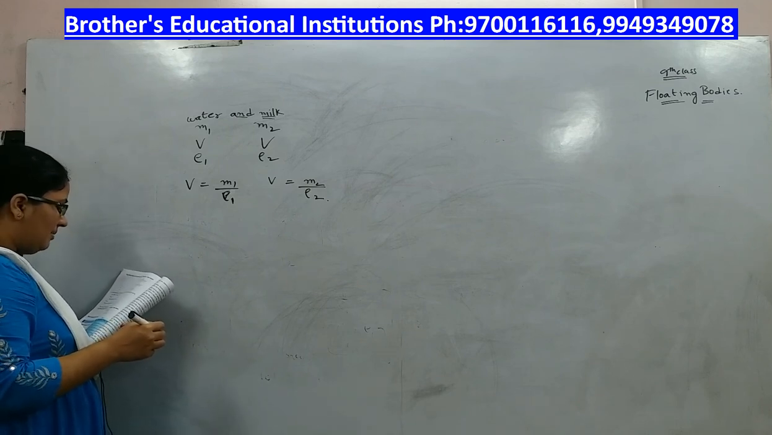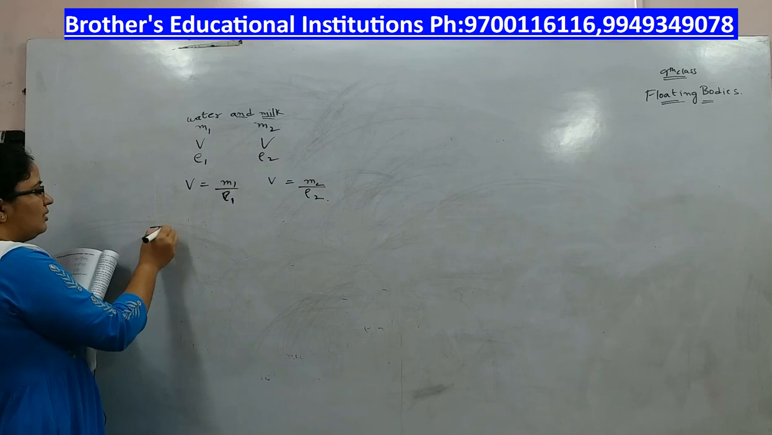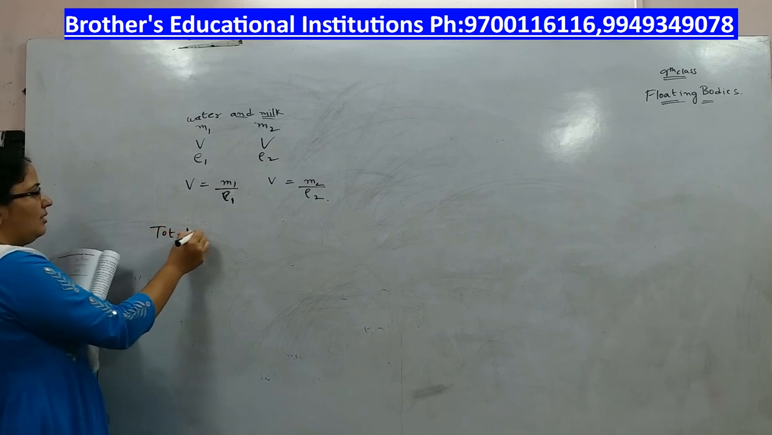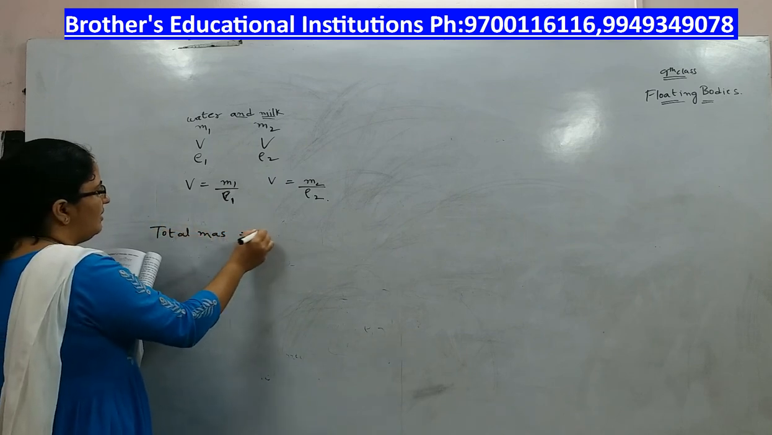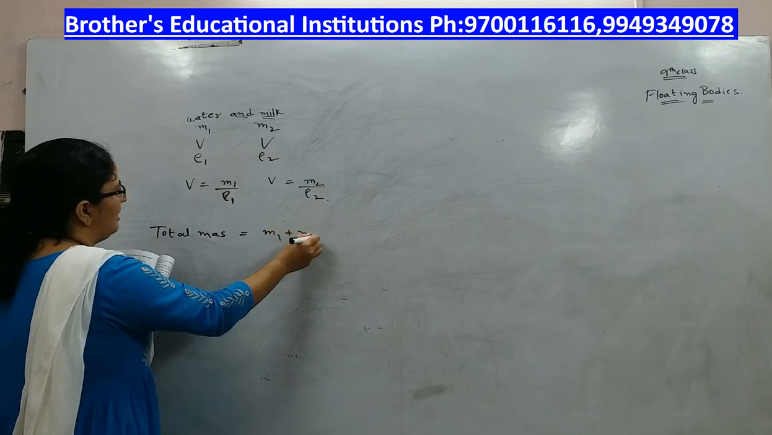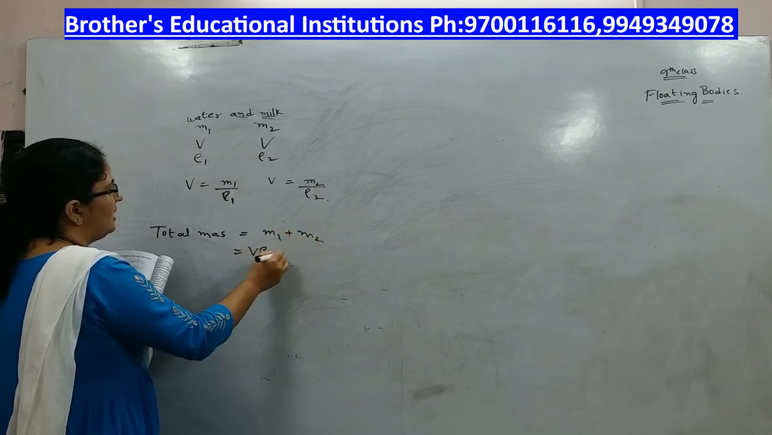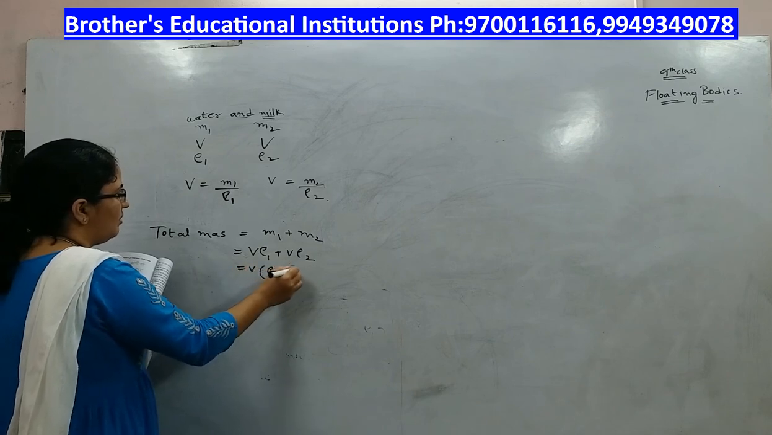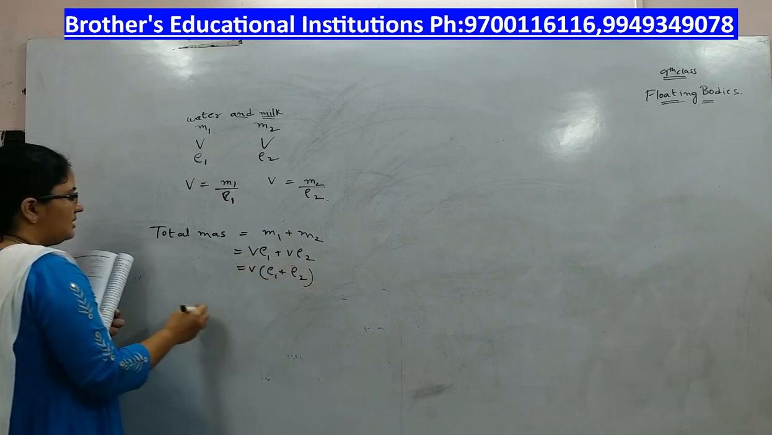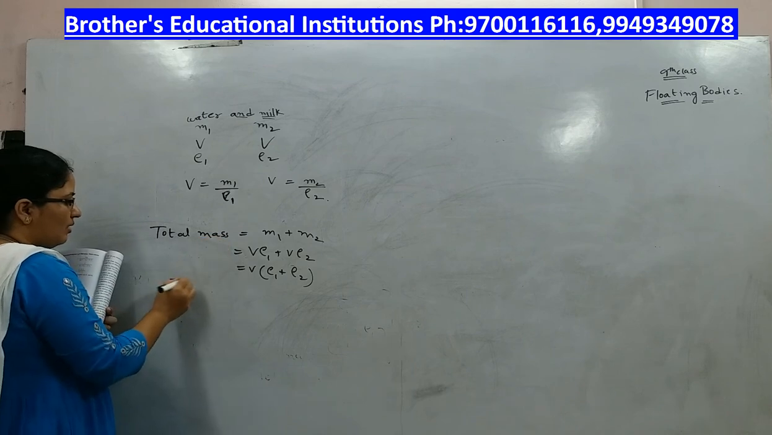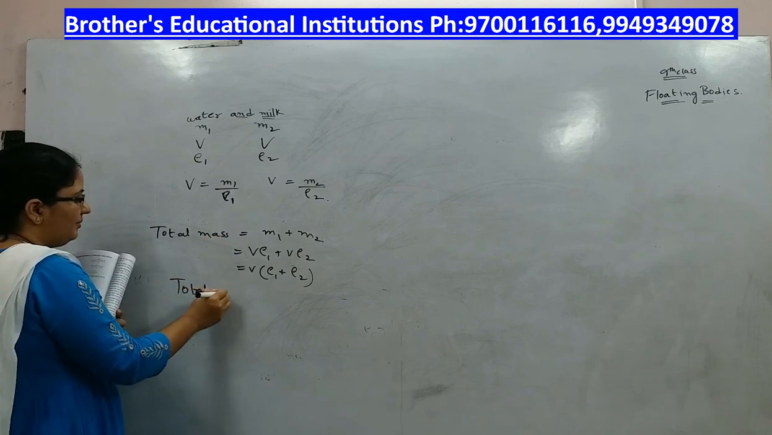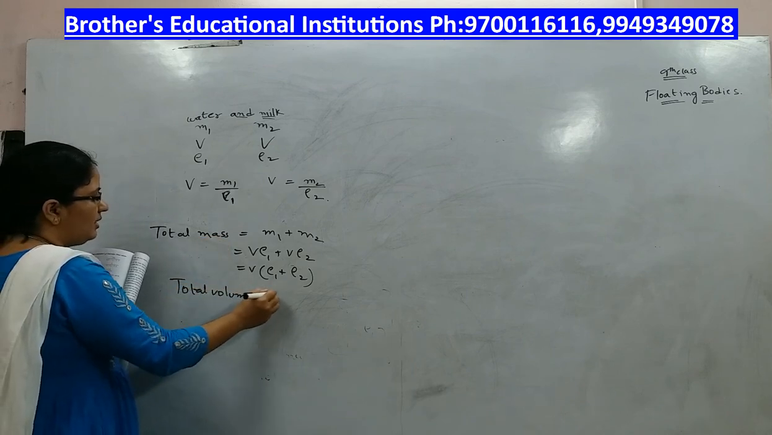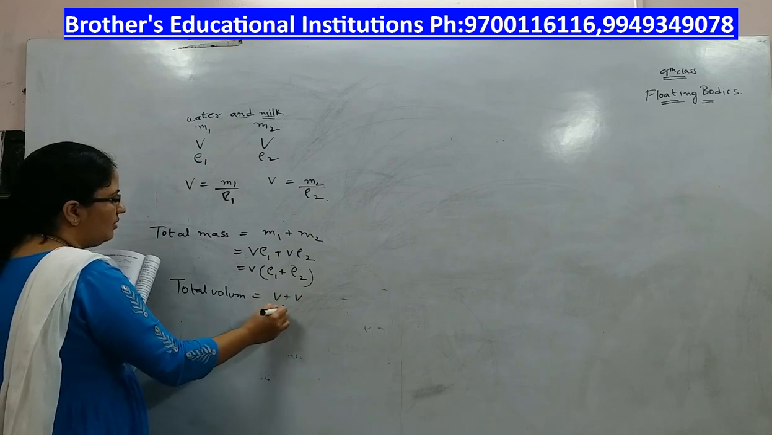So here we want total mass and total volume. Total mass is equal to m1 plus m2, that is v rho 1 plus v rho 2, it is v into rho 1 plus rho 2. This is total mass. Total volume is equal to v plus v, that is equal to 2v.